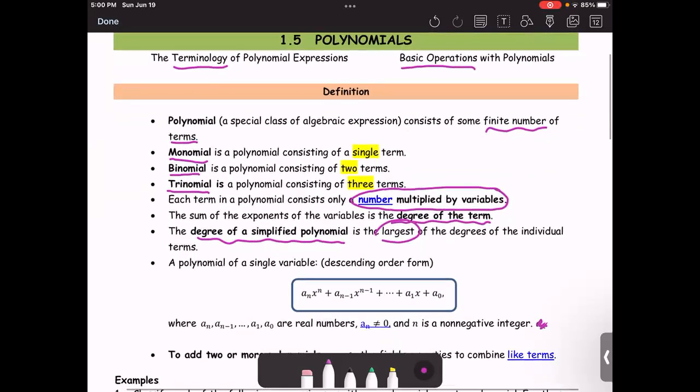A polynomial of a single variable is in the form of a_n times x to the power n plus a_(n-1) times x to the n minus 1, plus all the terms in descending order. The term before the last would be a_1 times x, which is the first power, plus a_0, or a_0 times x to the 0 power, where a_(n-1), or a_1, a_0, are real numbers, a_n not equal to 0, and n is a non-negative integer.